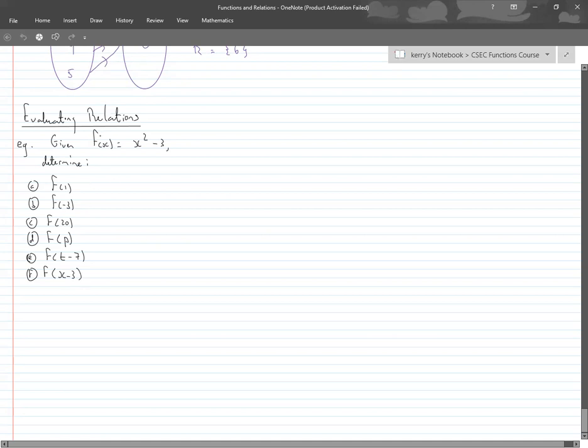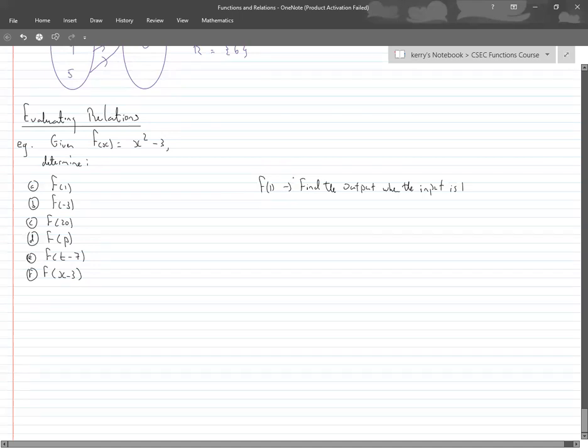So let's think about what this is asking us for. Now, we did this in the first video, so feel free to go back to it. What f of 1 is asking us for is to find the output when the input is 1. That's what this means here.